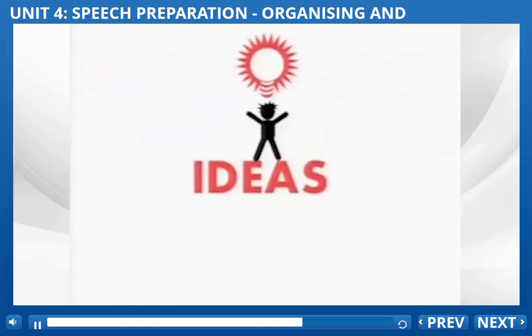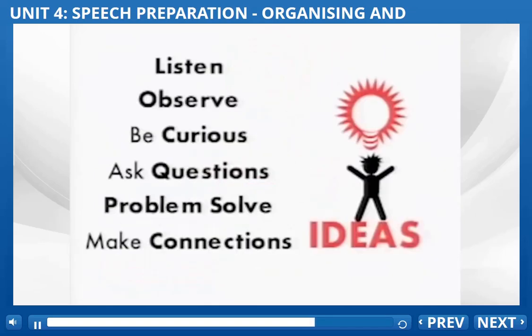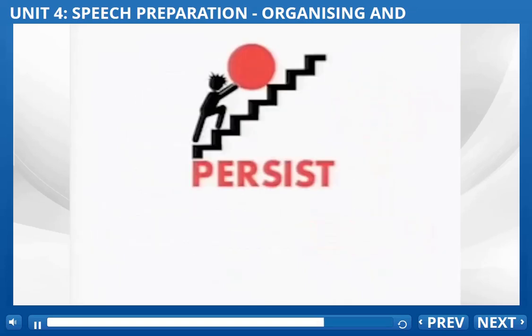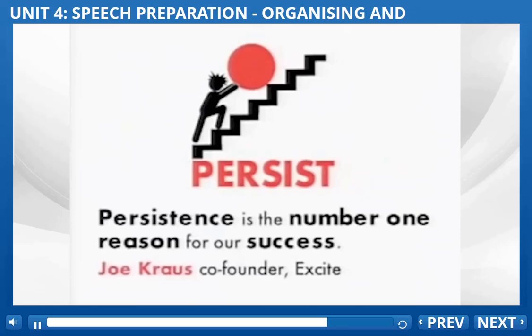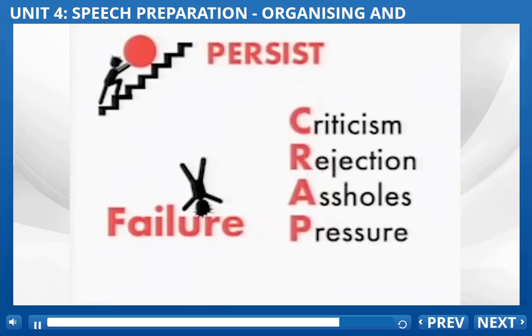Ideas. TEDster Bill Gates says, "I had an idea. Founding the first microcomputer software company." I'd say it was a pretty good idea. And there's no magic to creativity and coming up with ideas. It's just doing some very simple things. And I give lots of evidence. Persist. Joe Kraus says persistence is the number one reason for our success. You got to persist through failure. You got to persist through crap, which of course means criticism, rejection, assholes, and pressure.